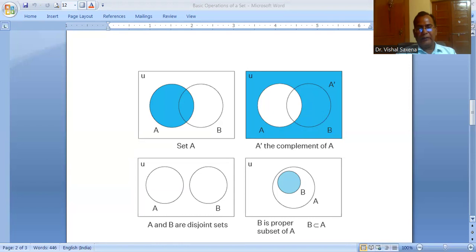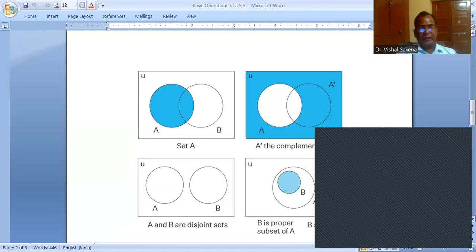Universal set means it is a set consisting of all the sets under consideration. So now we have to find A dash. A dash is defined as the complement of A, and it is the universal set U minus set A. So U minus A is the A dash, and it is shown in the second figure by the blue color. The blue region is showing A dash, that means it is the complement of set A.